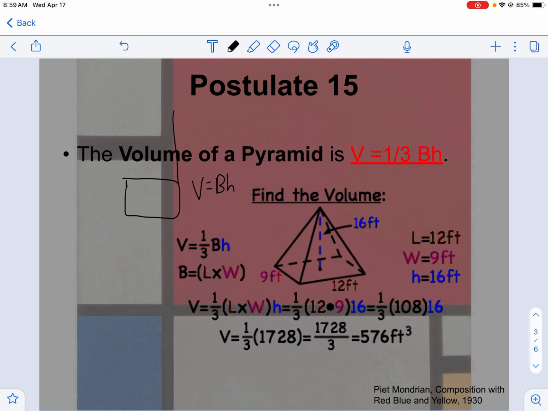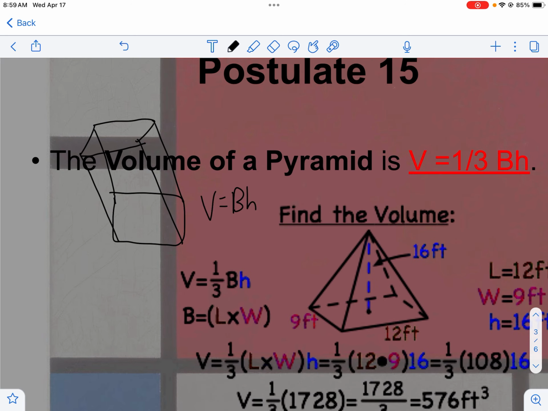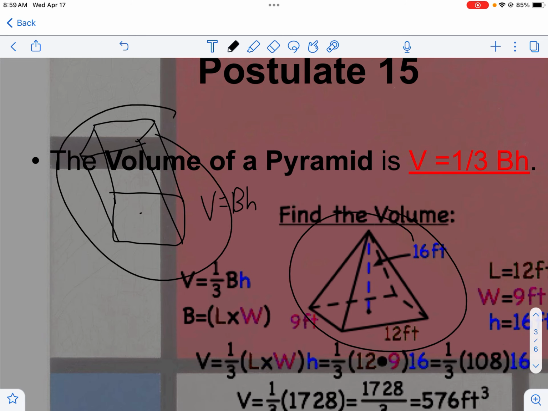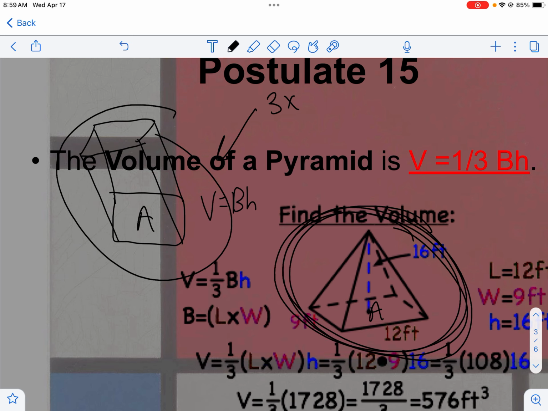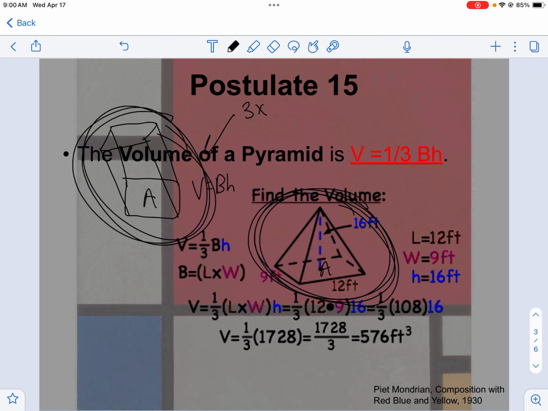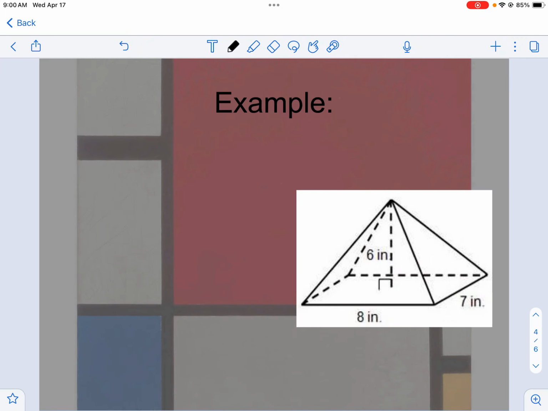So say we had a rectangular prism. Sorry, I'm bad at drawing these. Say we had a rectangular prism that had the same base length as this one, same area here. This one would be 3 times, or another way of saying that is this pyramid would be 1/3 of the volume of that rectangular prism. Okay, so the volume of a pyramid is V equals 1/3 BH. Put that on your line. That's theorem 92 or postulate 15.